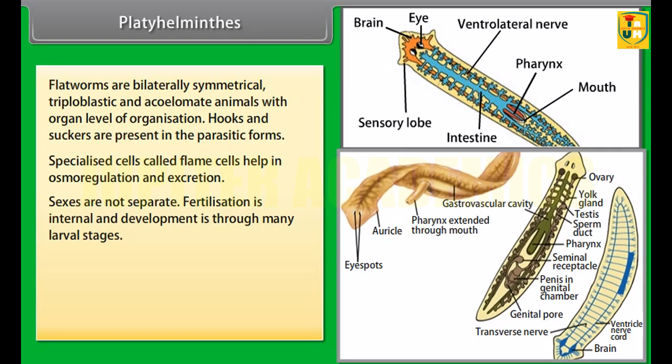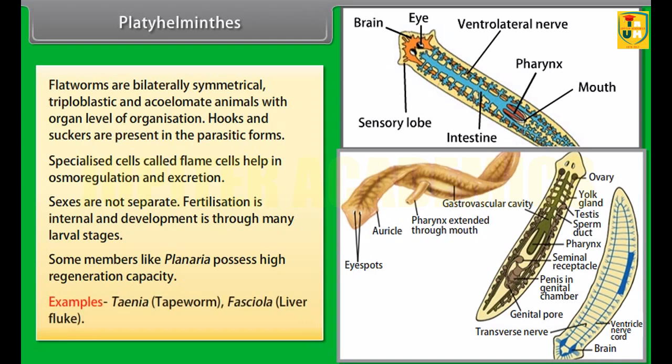Sexes are not separate. Fertilization is internal and development is through many larval stages. Some members like planaria possess high regeneration capacity. Examples: Taenia, that is tapeworm, and Fasciola, that is liver fluke.